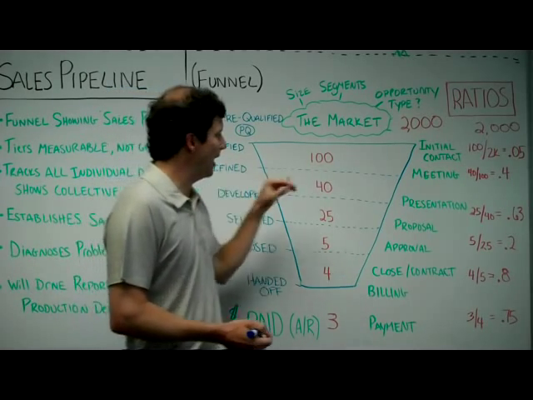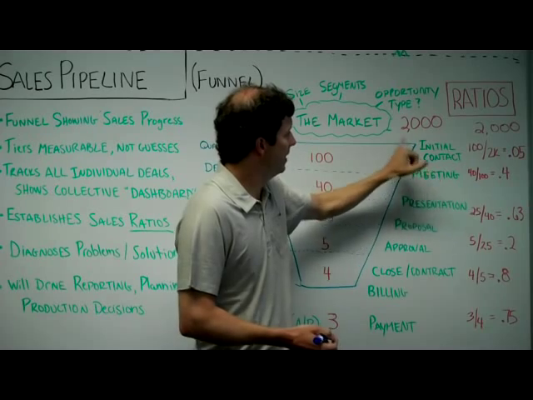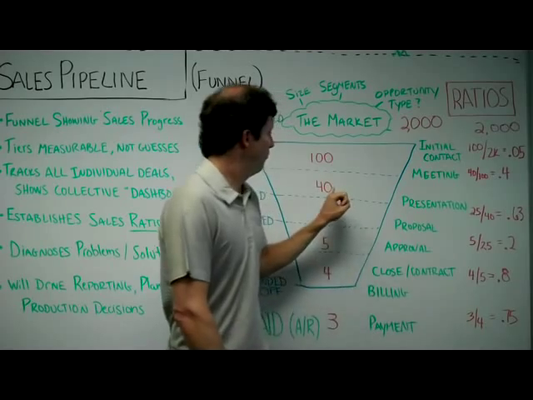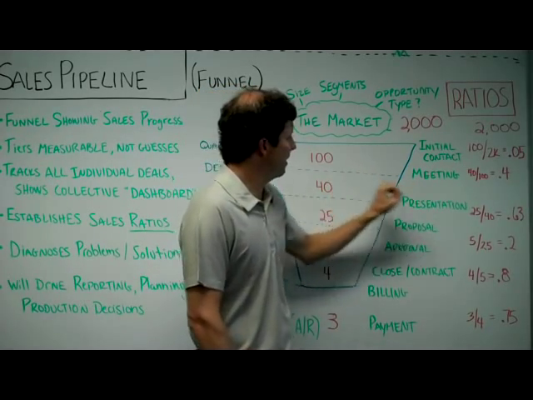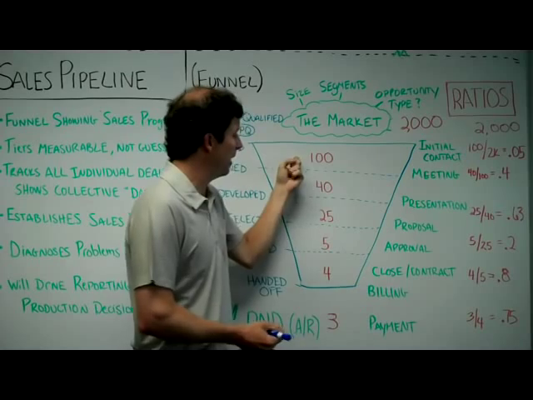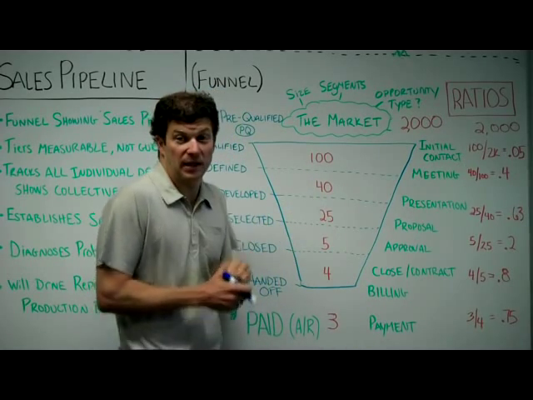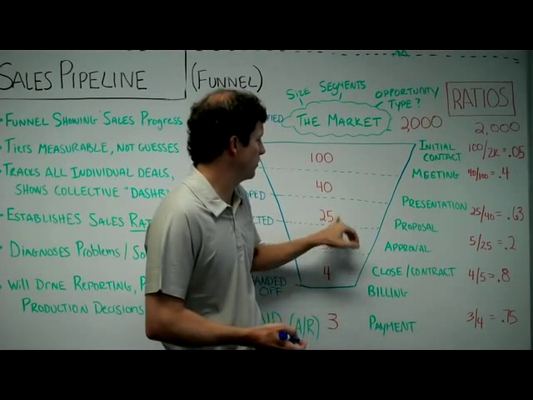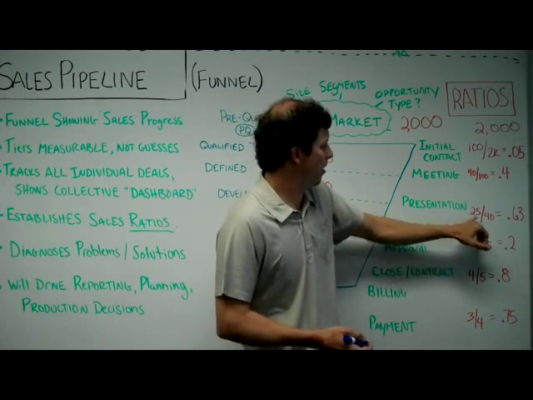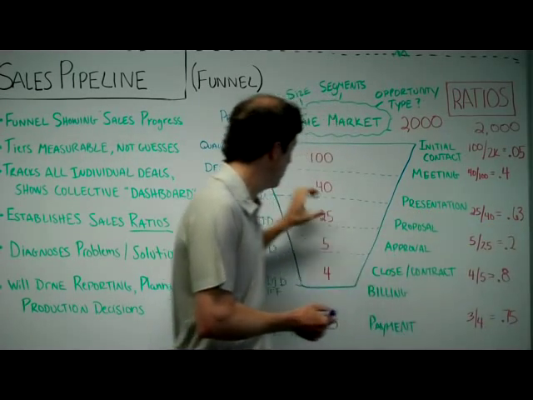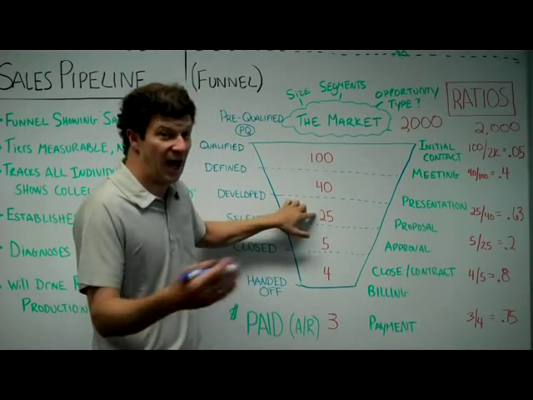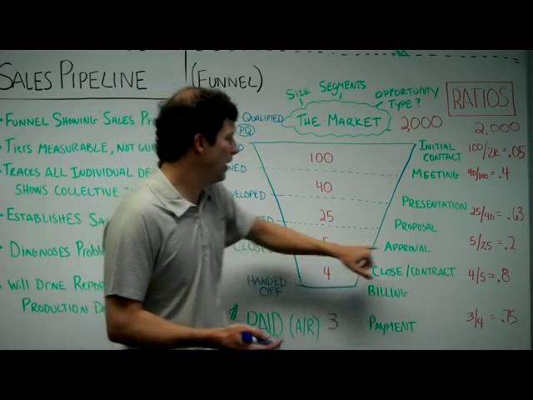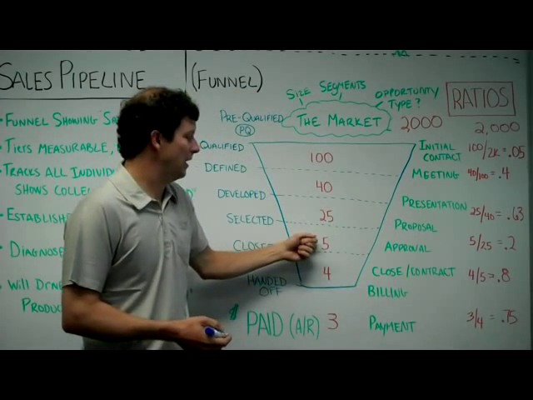So in this case, we've got 100 people at initial contact. So out of 2,000, that means I've hit 5% of the market. 40 people get a meeting. So 40 out of 100 means that 40% of the people I talk to ask for a second meeting. That's pretty good. So how many get a presentation? 25, or a proposal. 25 out of 40, 63% of the people that talk to me ask for a proposal. And then of the people that ask for a proposal, only 20% actually get it approved.